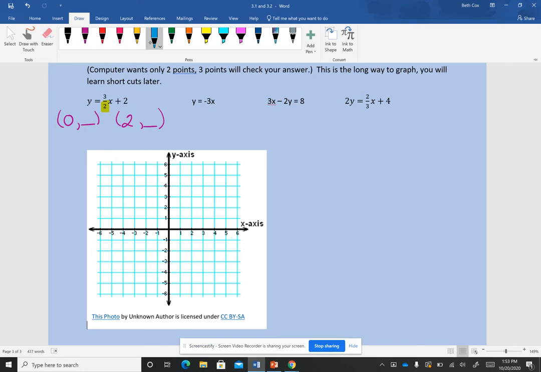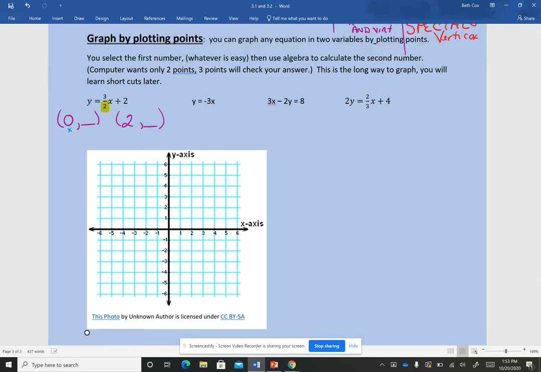So if I plug a 0 in for the x, then I'm going to have y equals 3 over 2 times 0 plus 2. That's going to be y equals 0 plus 2. Well, that means y is equal to 2. So (0, 2) is a point on my graph. There it is. Okay, so now the next one, I'm plugging in 2.